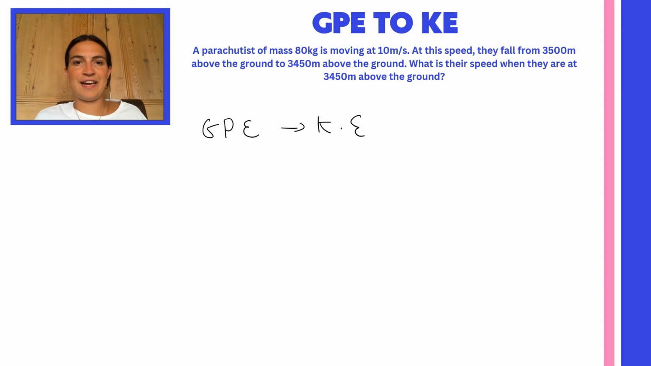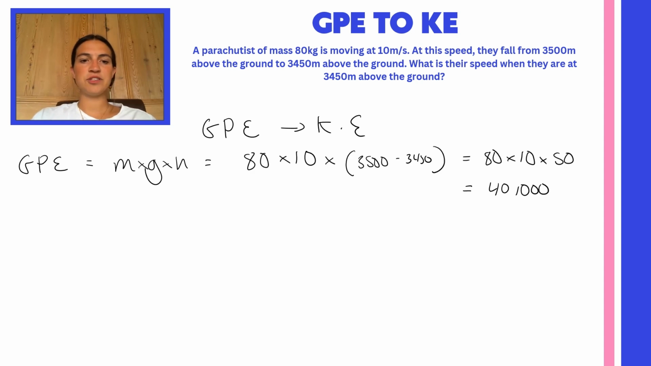So in this example, we have still got some gravitational potential energy as they fall being converted into kinetic energy. So my first step is still to work out how much gravitational potential energy do they lose during that fall. So mass times g times h, 80 times by 10 multiplied by, well, I need to work out the distance that they fell, and since they went from 3,500 to 3,450 meters, that difference is going to be 50 meters. So I have 80 times 10 times 50 is 40,000 joules of gravitational potential energy.